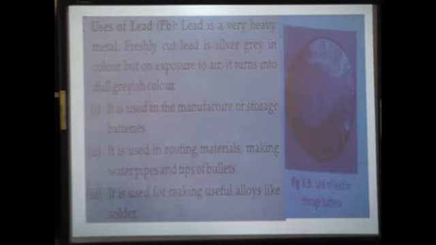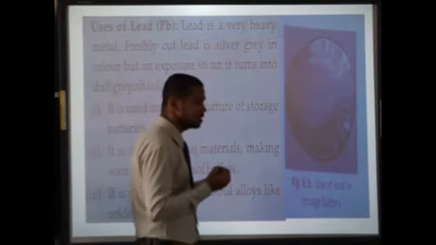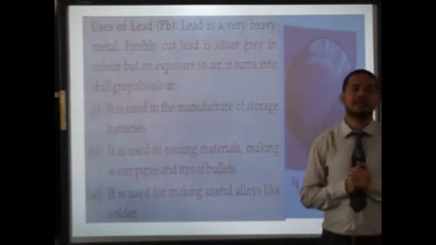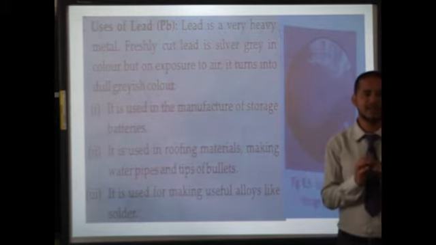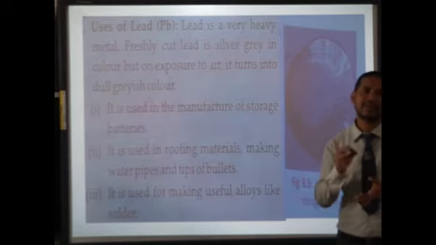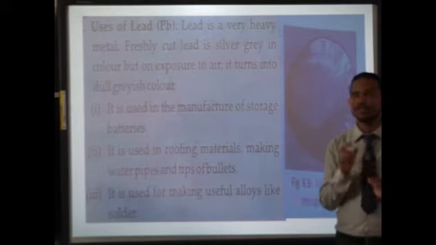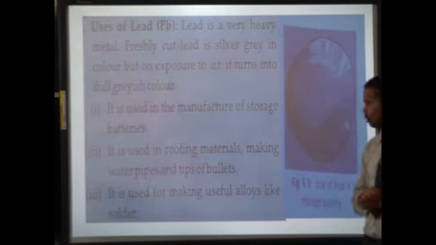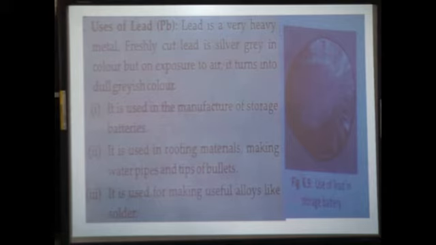It is used in roofing materials, making water pipes and tips of bullets. Even tips of bullets are made of lead because it is very heavy. So I may ask you one question: why is lead used for making the tip of bullets? Your answer should be that it is a very heavy metal. That's why it is used in the tip of a bullet. Water pipes are also made of lead.